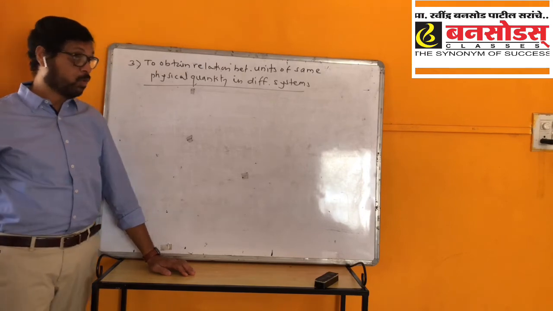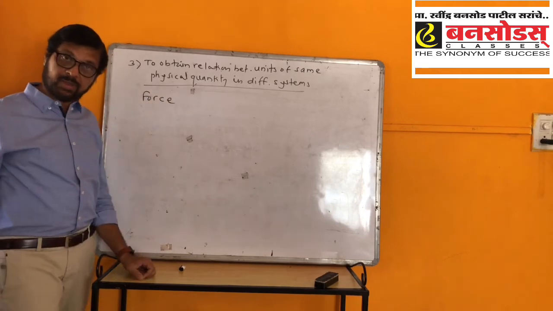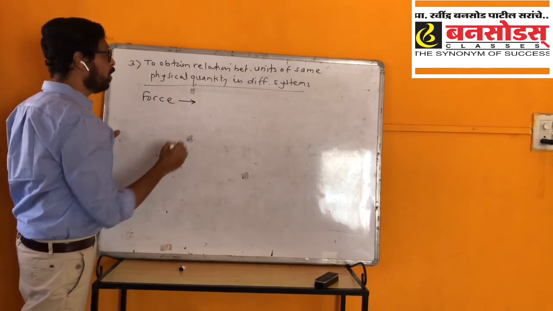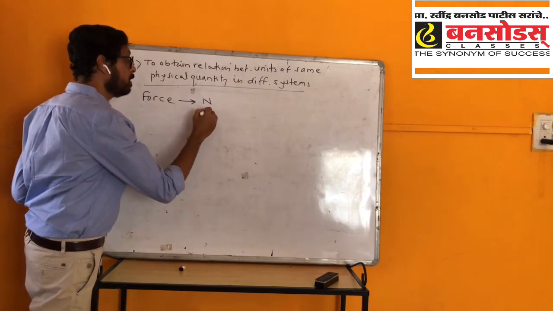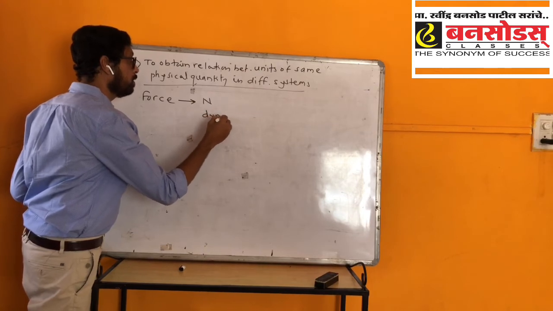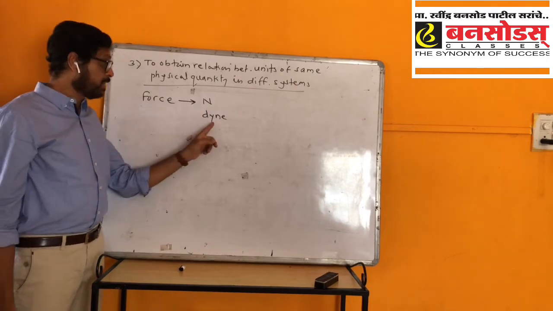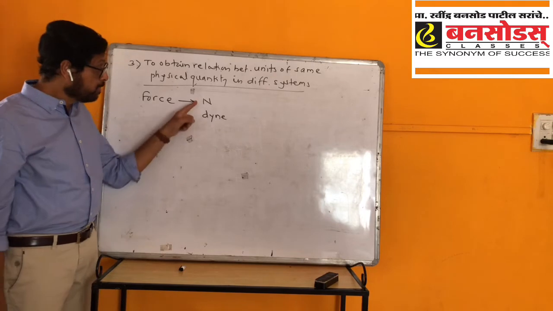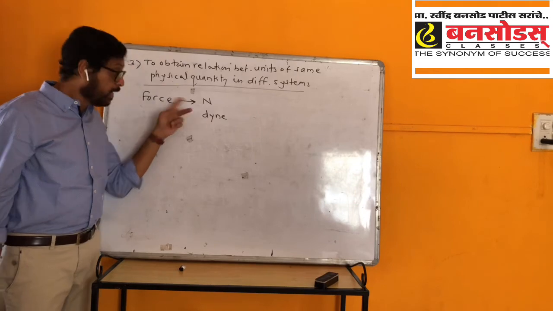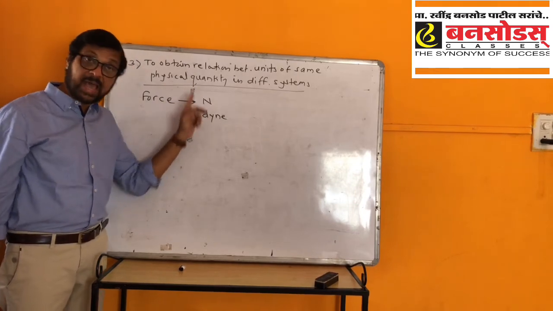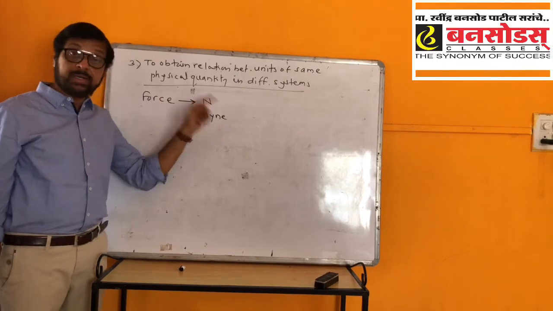What does that mean? For example, if here is a physical quantity, suppose force. What is the SI unit of force? Newton. And what is its CGS unit? Dyne. So Newton is the SI unit of force and dyne is the CGS unit of force. Means these are units of the same physical quantity in different systems. Newton in SI, dyne in CGS. So these are units of the same physical quantity in different systems.